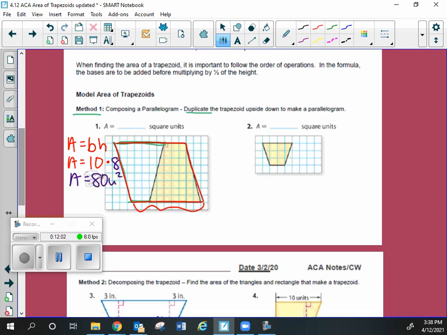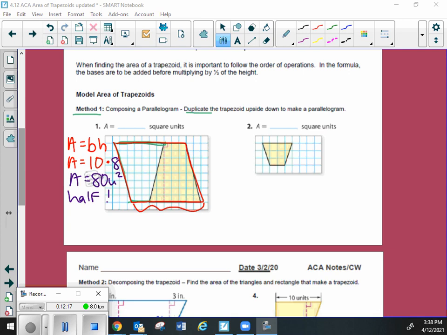But I want to find one trapezoid. How many trapezoids are there? There's 2, and I only want one of them, so I need to find half of it. So the area would be 40. The area of this one trapezoid would be 40 square units. Okay, 40 square units. That is a way to do it. I understand that a lot of y'all probably won't do this method because it's not one of your top choices, but it's a way if it works for you.